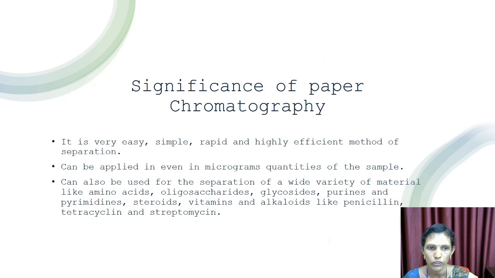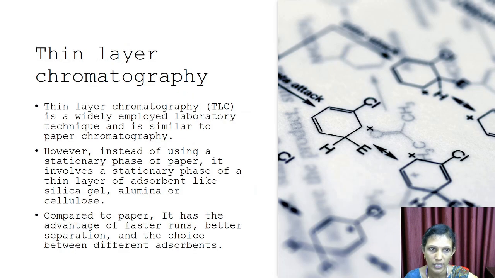Significance of paper chromatography: it is a very easy, simple, rapid and highly efficient method for separations. Even microgram quantities are enough for the analysis, and it can be used for the separation of a wide variety of materials, like amino acids. We have already seen it in amino acids, oligosaccharides, glycosides, purines and pyrimidines, steroids, vitamins, and alkaloids like penicillin, tetracycline and streptomycin.